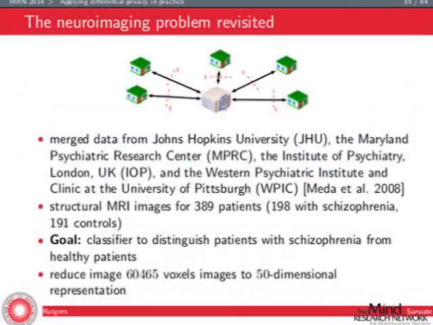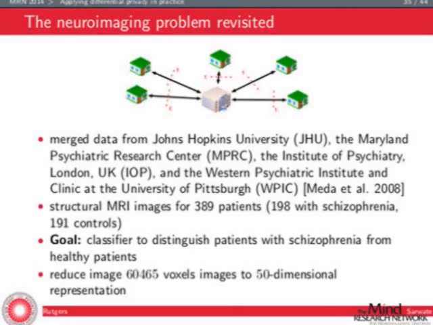So just in the last few minutes, I want to go back to the problem, the whole reason that I'm here, which is this paper that we just published in Frontiers. Sergey knows more about the data set than I do. It's a merged data set on schizophrenia from, well, I'm sure everybody here is familiar with this data set. We have structural MRI images for about 389 patients. Pretty balanced, actually. This is surprising. It's so balanced. And so the goal is to build a classifier to distinguish patients with schizophrenia from healthy patients using the structural MRI.